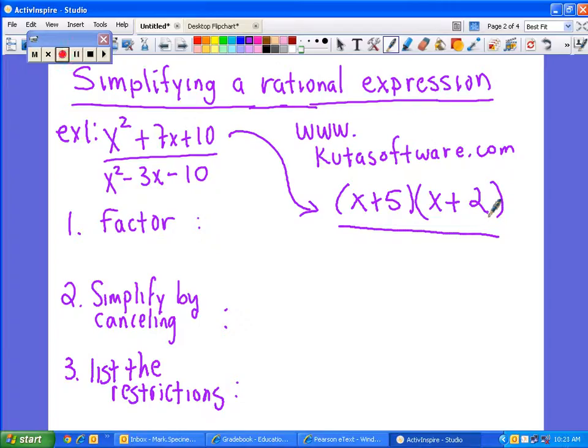Okay, how about the factors of negative 10 that add up to negative 3? Negative 5 and positive 2. Good. So x minus 5 and x plus 2. Very good.